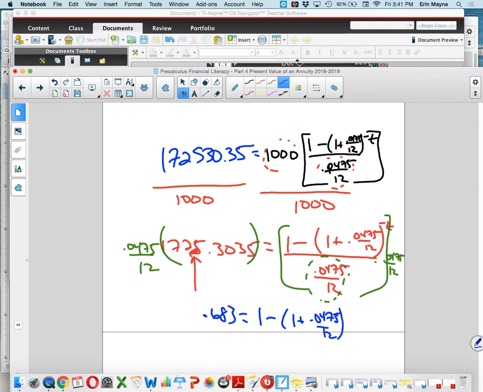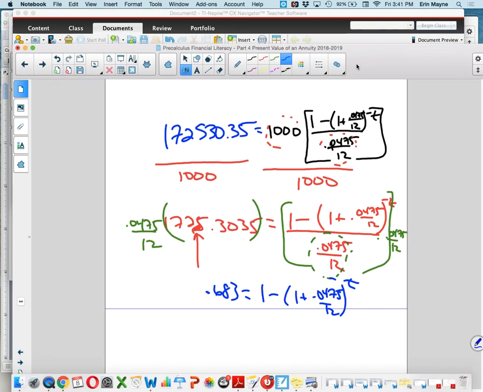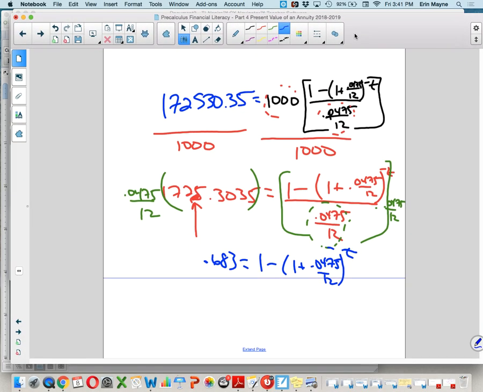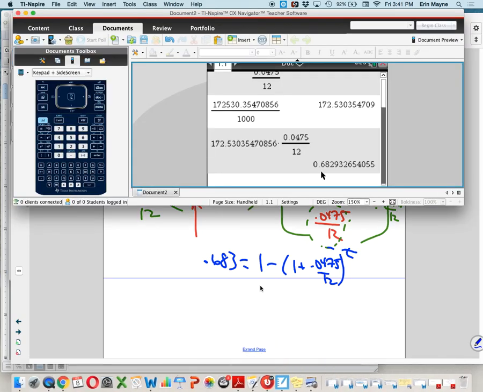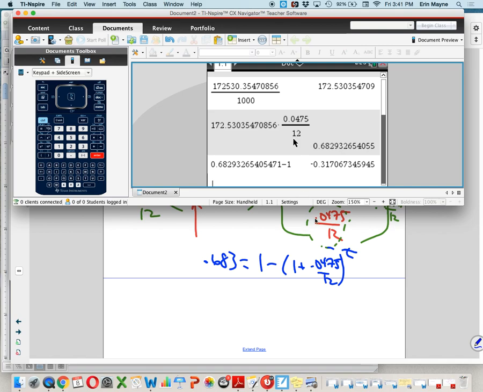And again, we're especially just walking this through, that's a negative t. We're walking this through so that you have in your notes what this algebra looks like. I now need to subtract 1. When I subtract 1, I have that, negative 0.317.